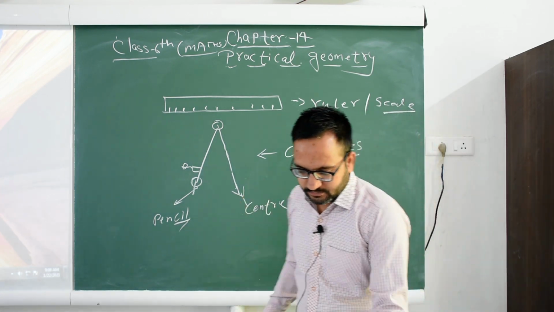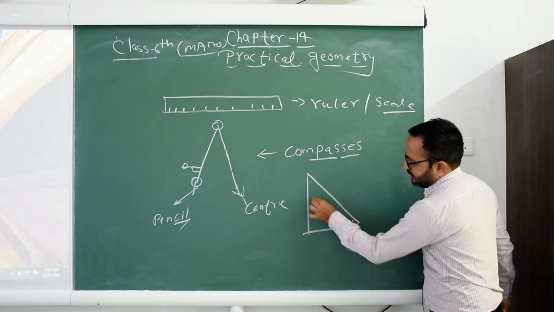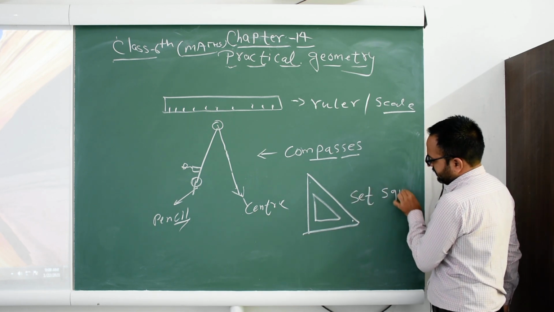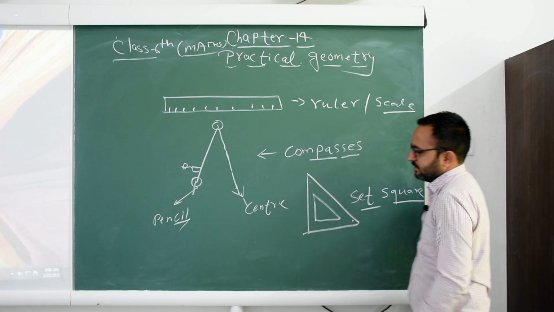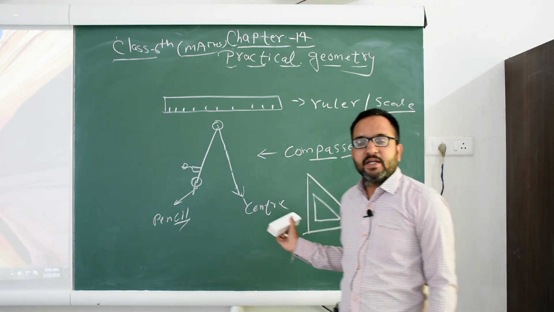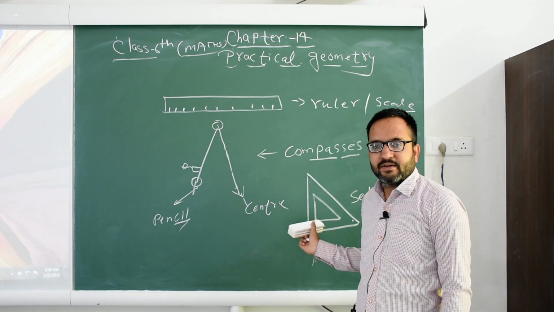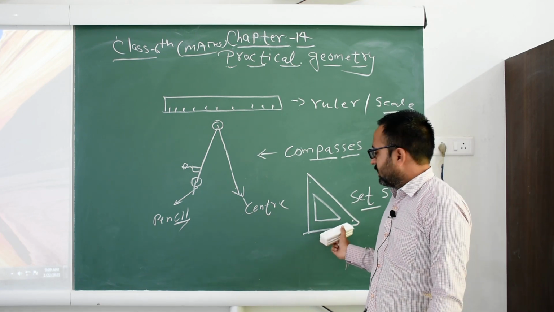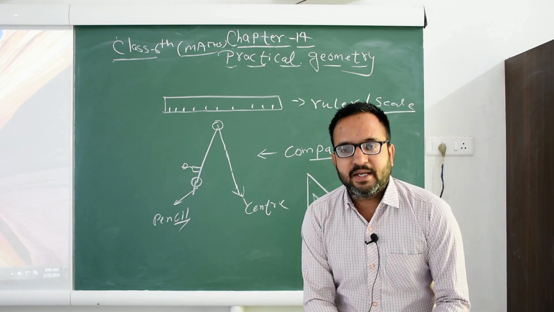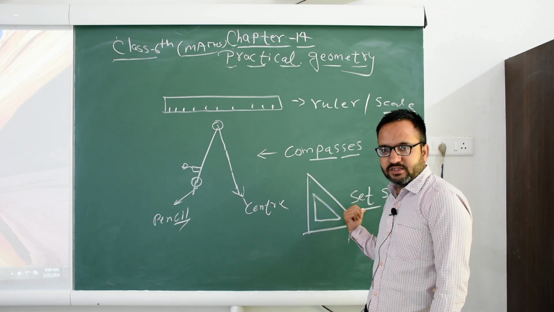Now we use the set square. This is called a set square. It is used to draw the perpendicular of any line segment and to draw an angle of 90 degrees. So the set square is used to draw an angle of 90 and also the perpendicular of any line segment. If you draw any perpendicular, we use a set square.